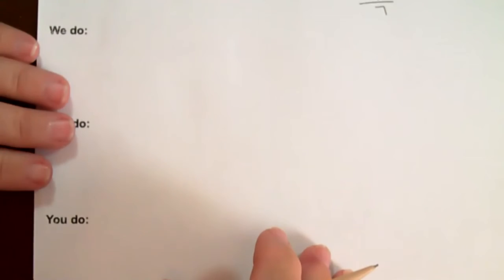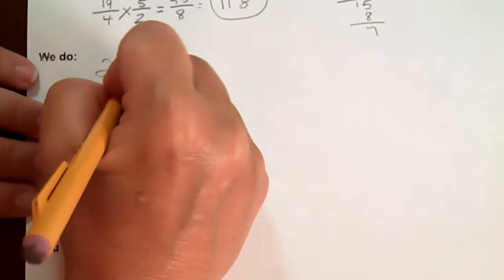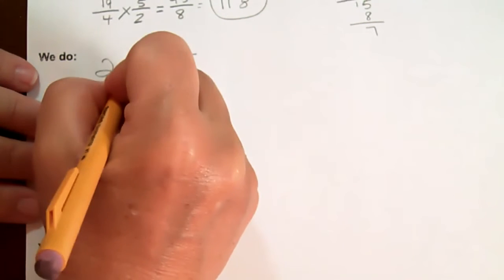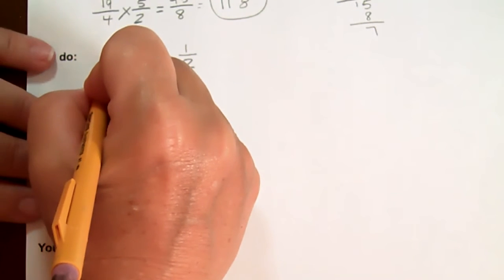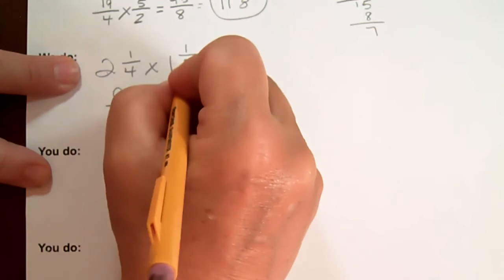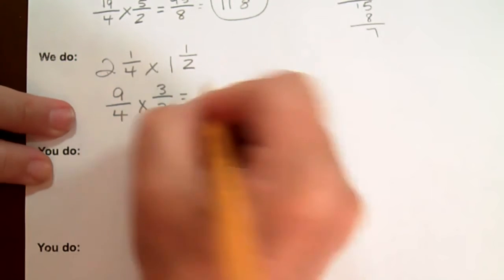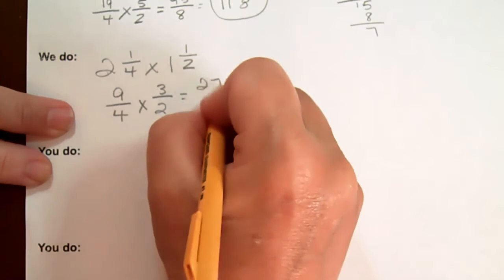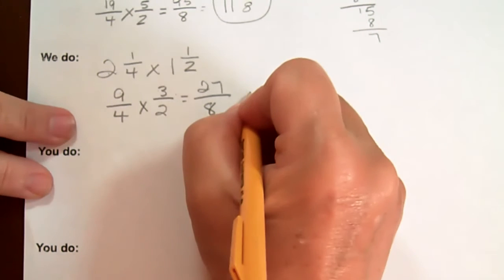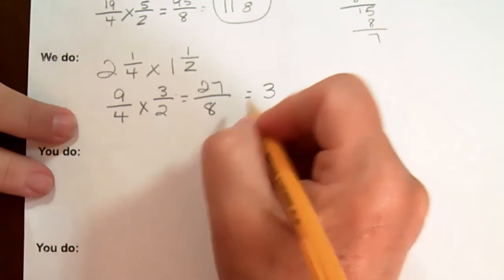Problem number 3. 2 1/4 times 1 1/2. 4 times 2 is 8. Remember, change them to improper fractions. Plus 1 is 9. So I've got 9/4 times 2 times 1 is 2, plus 1 is 3. 3/2. 9 times 3 is 27. 4 times 2 is 8. How many 8s are in 27? That would be 3. 8 times 3 is 24. 27 minus 24 is 3/8.